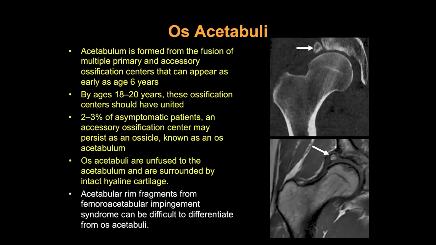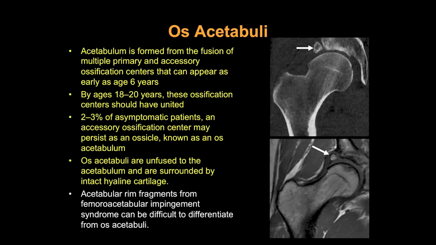Ossific fragments along the superior lateral rim of the acetabulum may represent os acetabula. The acetabulum is formed by the fusion of multiple primary and accessory ossification centers that can appear as early as the age of 6. By the ages of 18 to 20 years, these ossification centers should have united.